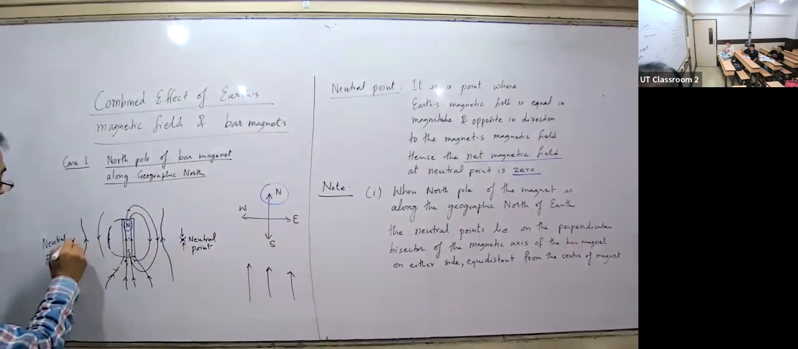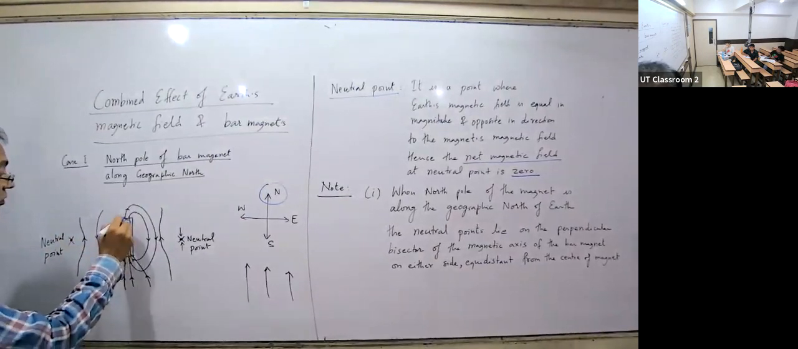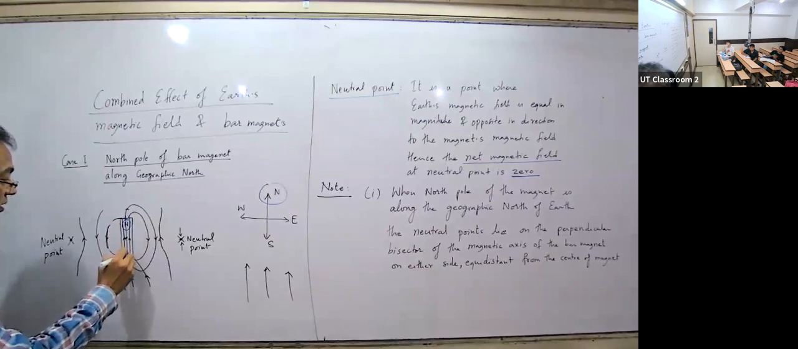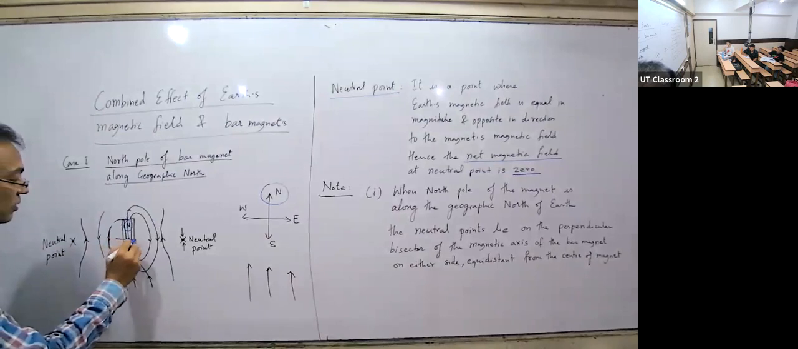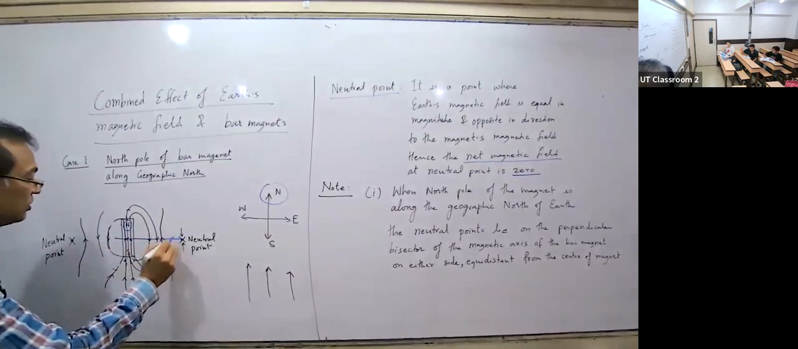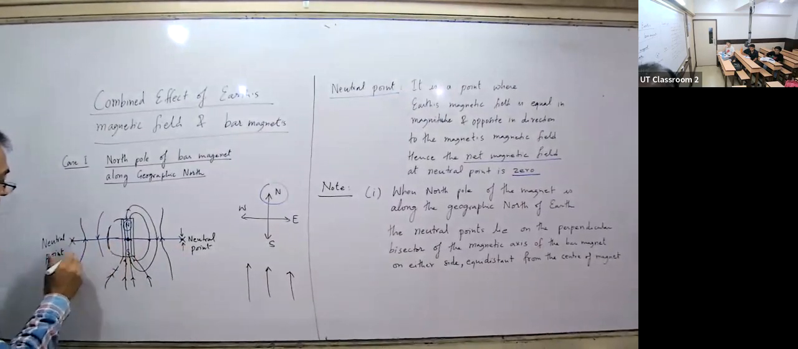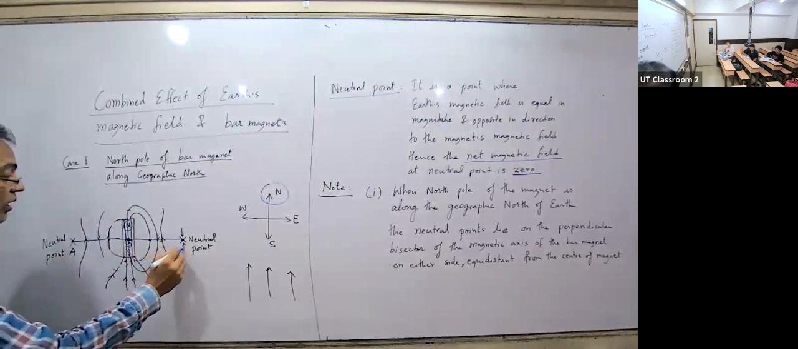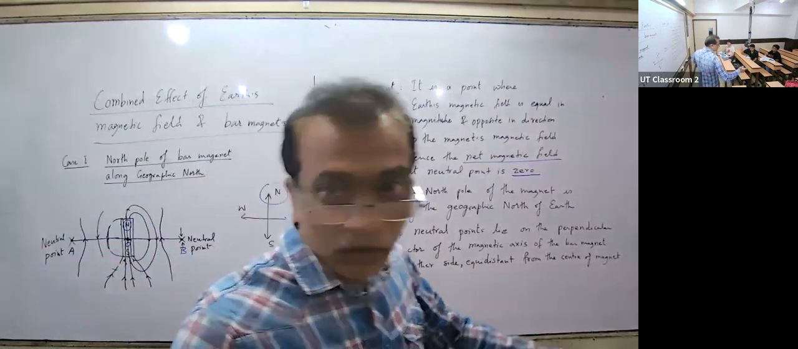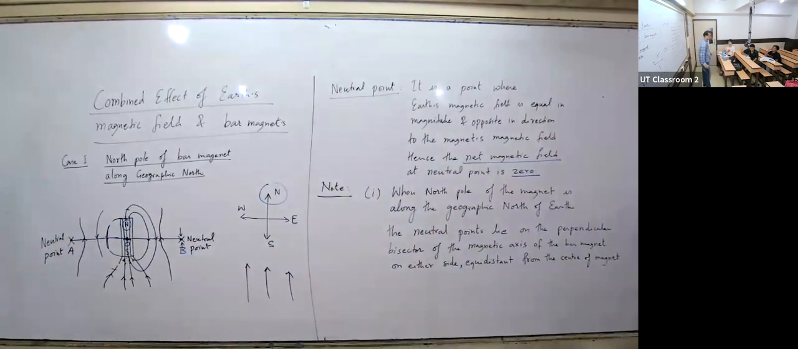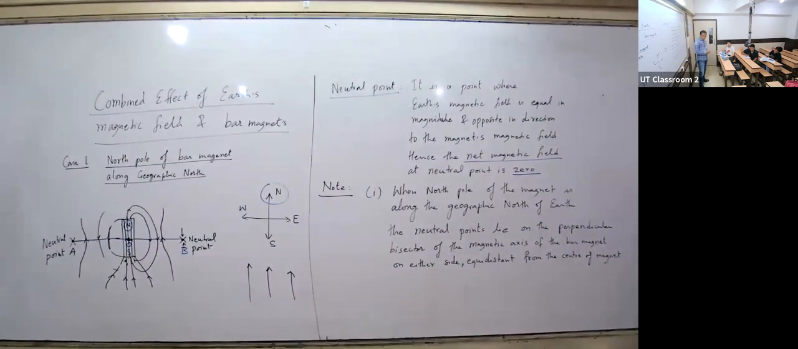It lies on either side of the magnet on the perpendicular bisector of the magnetic axis. The magnetic axis is this line joining both north and south pole. What is the perpendicular bisector? This. So it is on both sides of this perpendicular bisector, and it is equidistant. So this is the center. Let's say this is A, O, and B. So AO is equal to OB. This is what it means on both sides. AO is equal to OB.